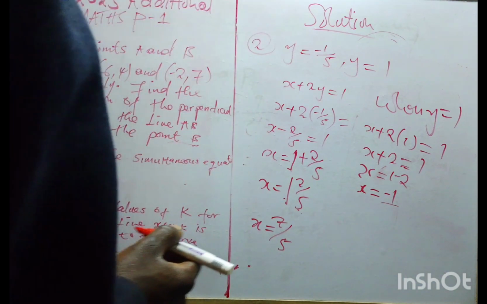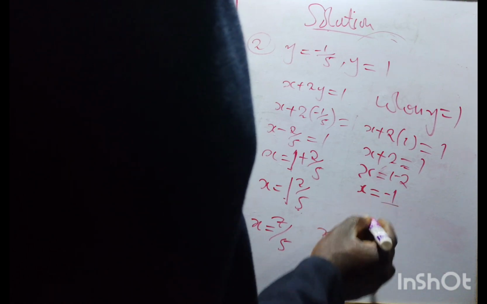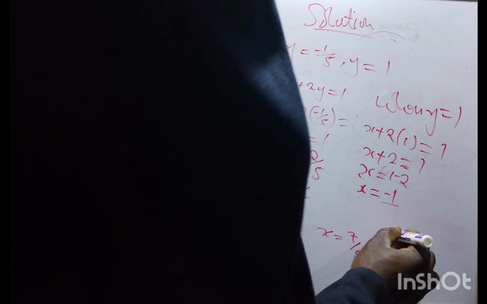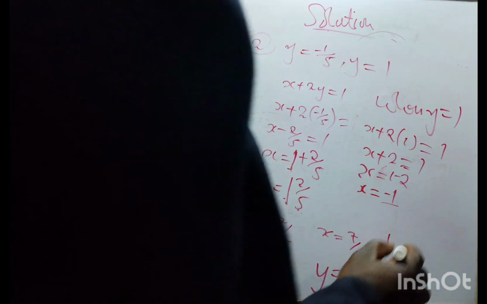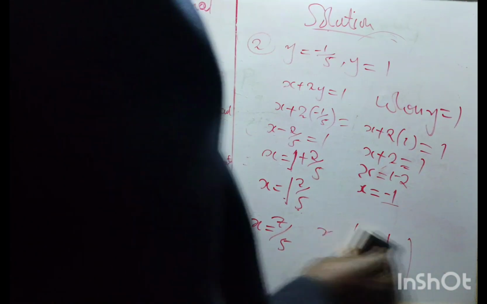Okay, so the values for this simultaneous equation, we have x equals 7 over 5 comma minus 1, and for y we have minus 1 over 5 comma 1. Okay, so these are the values for x and y. So we are done with question 2. So now let's move on to question 3.